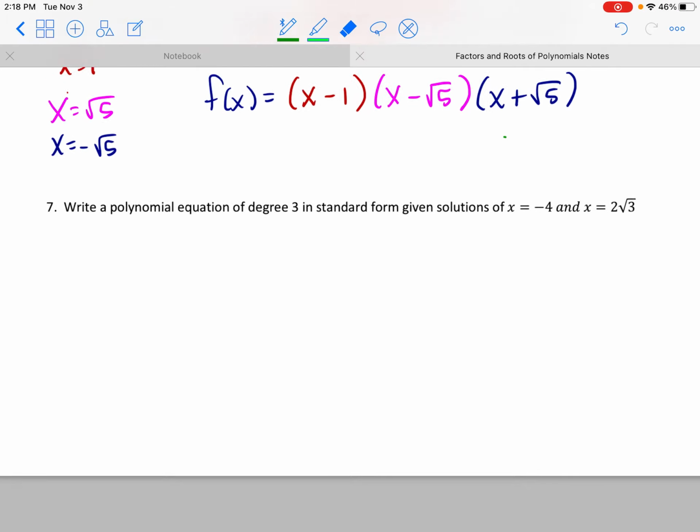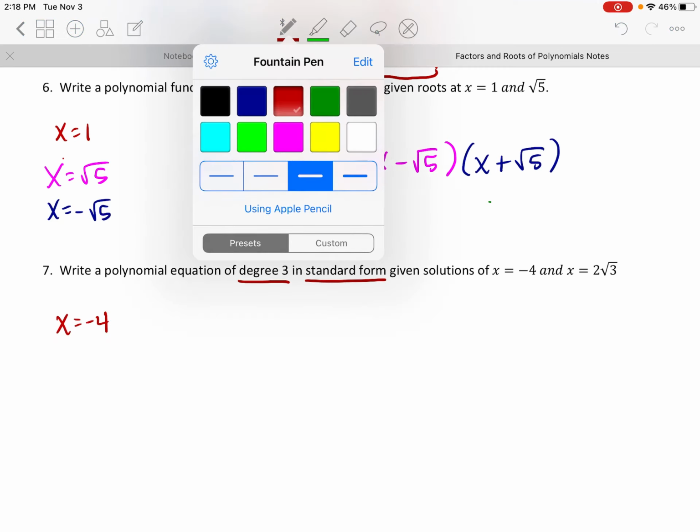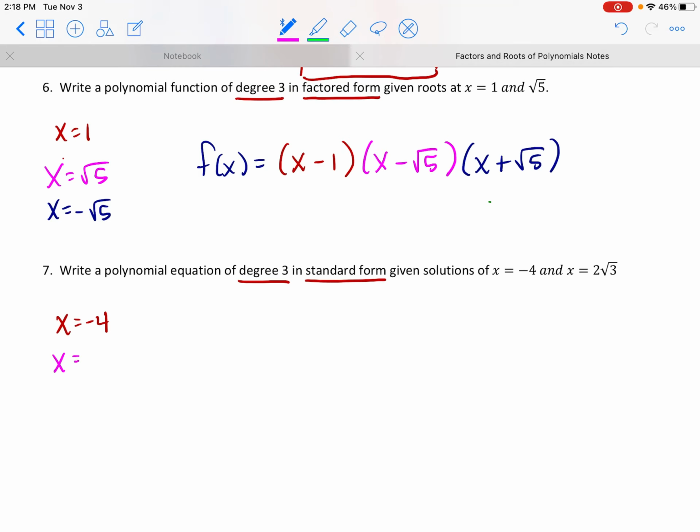The harder part would be taking this and putting it into standard form. So writing an equation, again, degree 3 this time, in standard form. That means we're going to have to multiply this out. It says x equals negative 4 is a solution. It says x equals 2 radical 3. And so its partner, the missing, would be a negative 2 radical 3. So there's our 3 solutions.